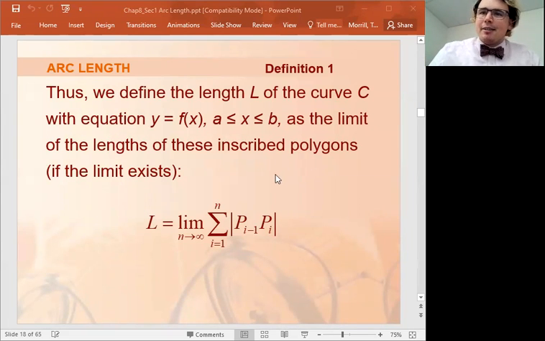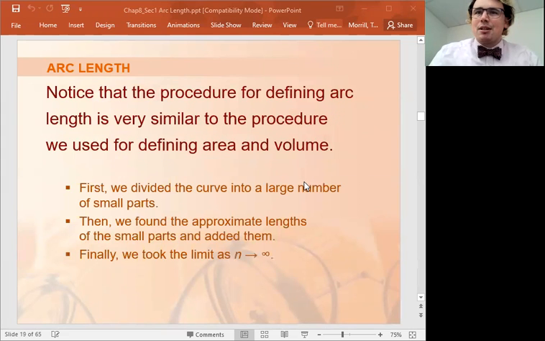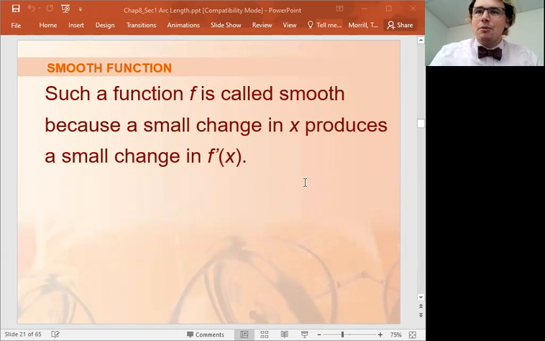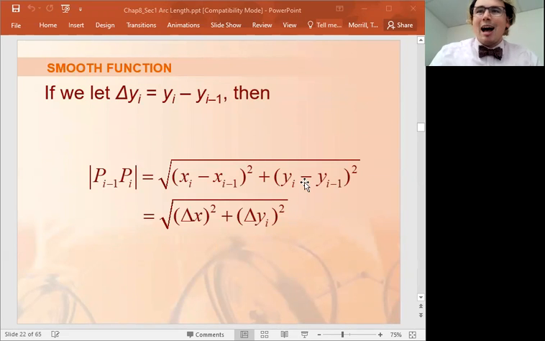I need to find the length of those individual line segments. So what am I going to use here? I'm going to use geometry. So the length of each of these line segments is going to be the hypotenuse of some triangle.